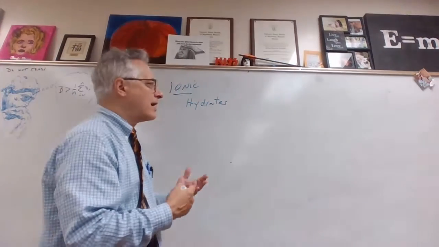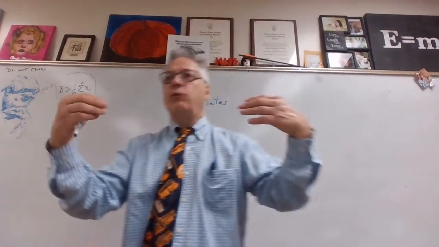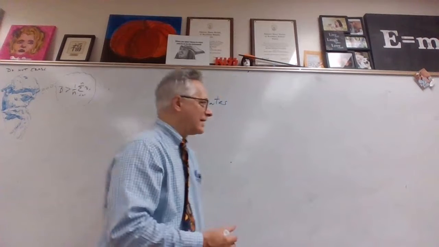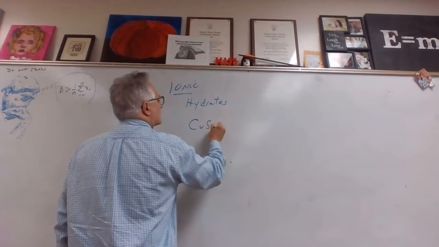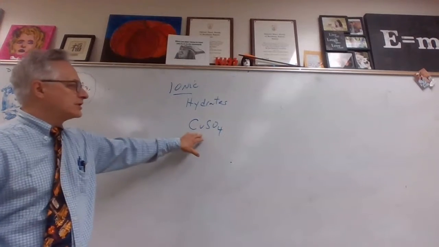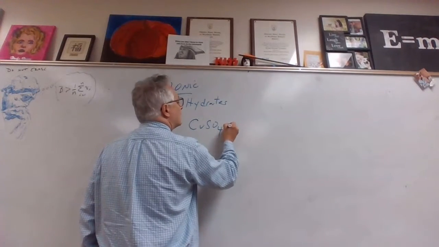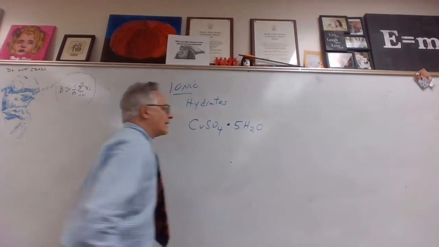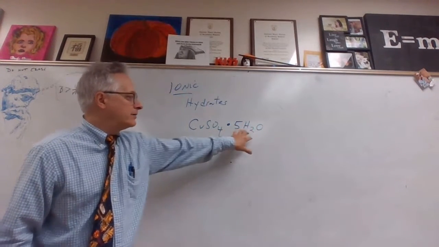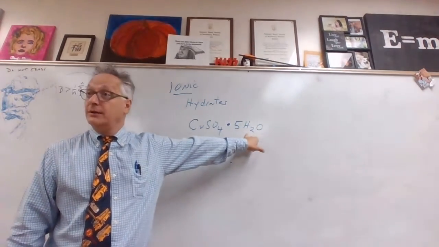But you can kind of think of ionic compounds as being cations and anions in a certain crystal structure. And if I have water molecules in there, for example, I have a chemical compound like this. If I looked at that, that's just going to be copper(II) sulfate. But if you see it written like this, with a big dot and some water molecules, this is called a hydrate.